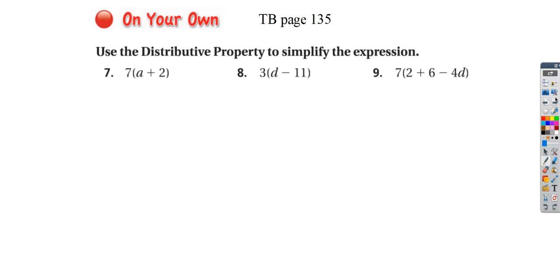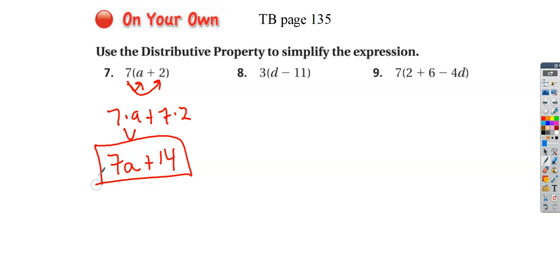Okay, so pause this, try these. This is the last part of the video. You're going to try these on your own. Go ahead and pause it, and I'm going to do the math. I'm distributing the 7. Here I get 7 times a plus 7 times 2. 7 times a is just 7a. 7 times 2 is 14.